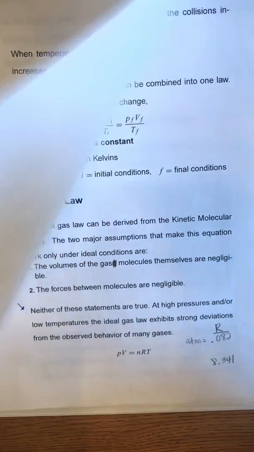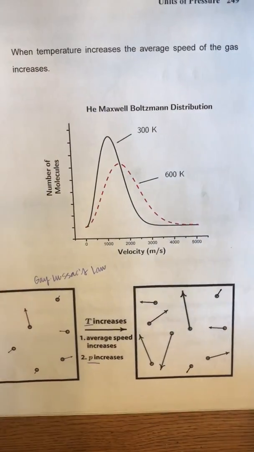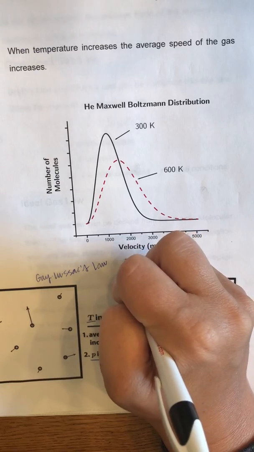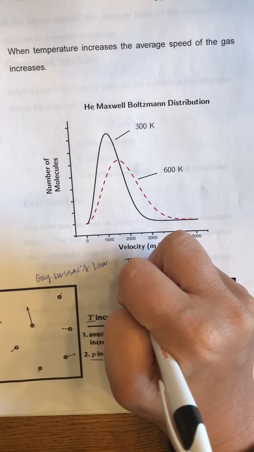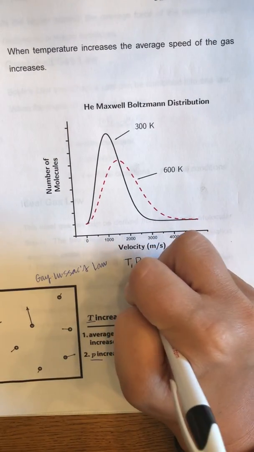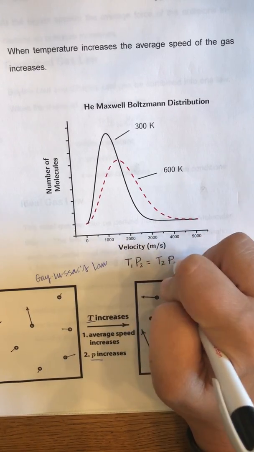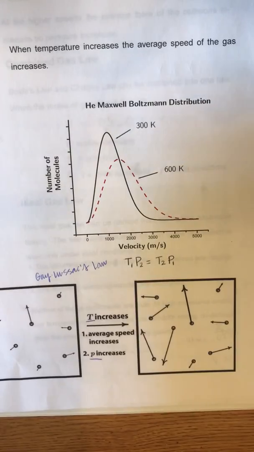Let's see if this formula is in here. It's not, but if you want to write down Gay-Lussac's Law, you can say, and I use 1s and 2s usually: T1 P2 equals T2 P1. He uses i's and f's for initial and final. I use 1s and 2s for initial and final.